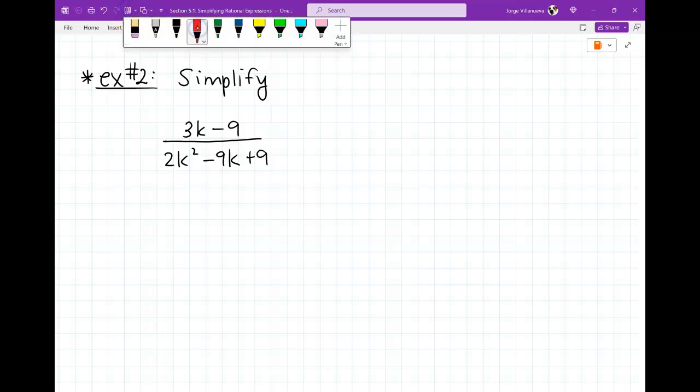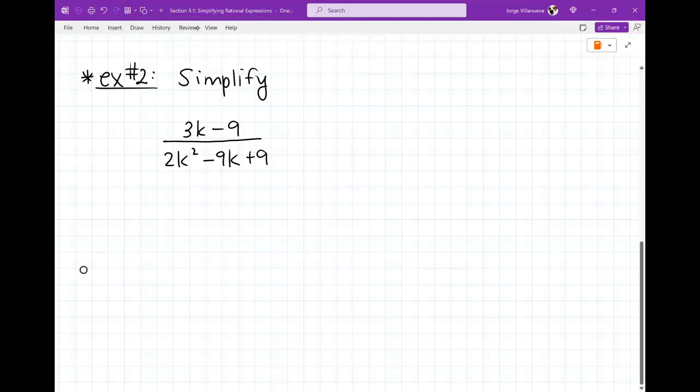So here we go. All right, let's start off this one. I look at a fraction, I see 2 polynomials, a binomial on top, a trinomial on the bottom. So let me start with the top. Can I factor 3k minus 9? Yeah. What can I factor? A positive 3. So this is a GCF problem, right? So I can take out a 3 and I get k minus 3.